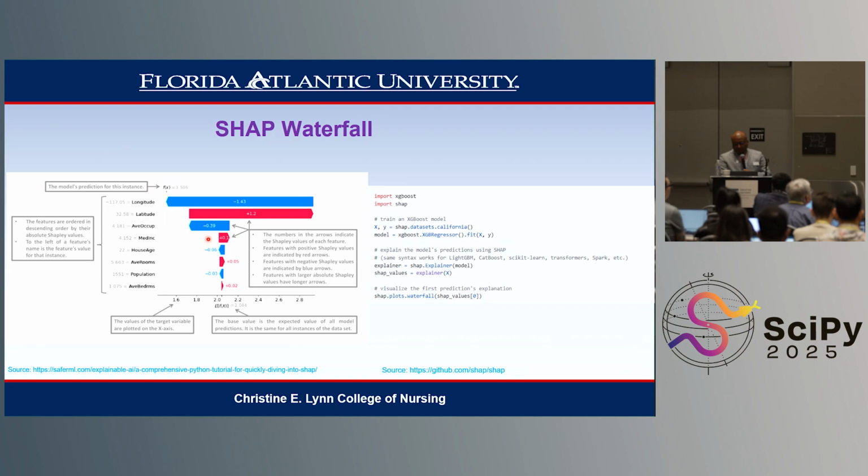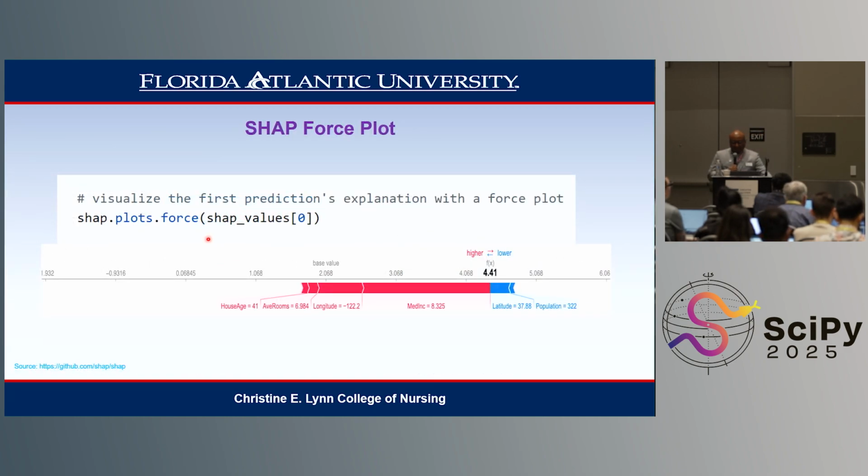Each feature contributes to pushing the model output from the base value to the model output. Features pushing the prediction higher are shown in red. Those pushing the prediction lower are shown in blue.